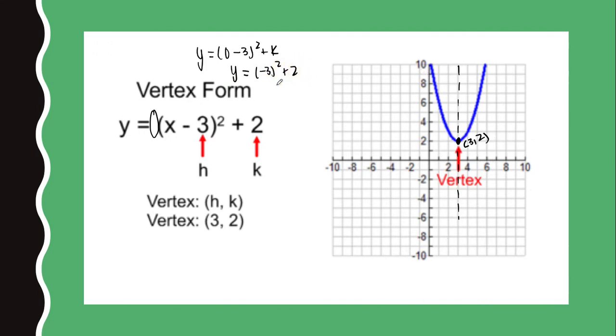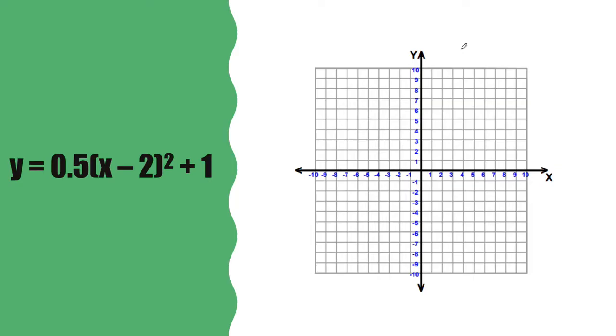I must have put plus 2. -3 squared is 9. 9 plus 2 will give me 11. So I know there's going to be a point at (0, 11) for the y-intercept. Okay, so I'm going to show you how to graph these equations.